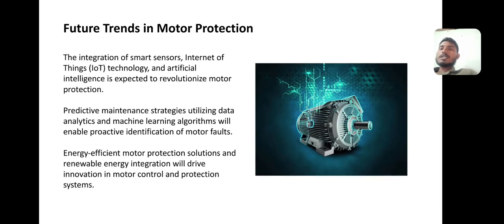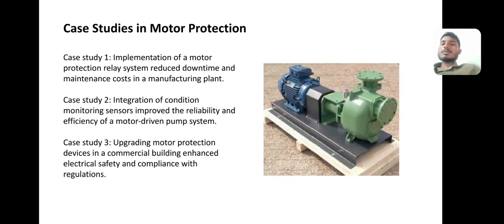The following are the future trends in motor protection. The integration of smart sensors, IoT technology, that is Internet of Things, and artificial intelligence is expected to revolutionize motor protection. Predictive maintenance strategies utilizing data analytics and machine learning algorithms will enable proactive identification of motor faults. Energy efficient motor protection solutions and renewable energy integration will drive innovation in motor control and protection systems.